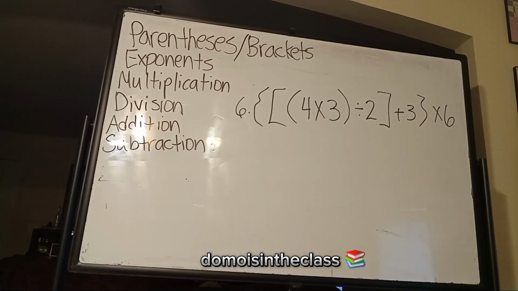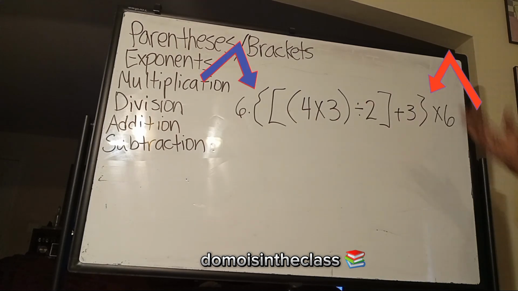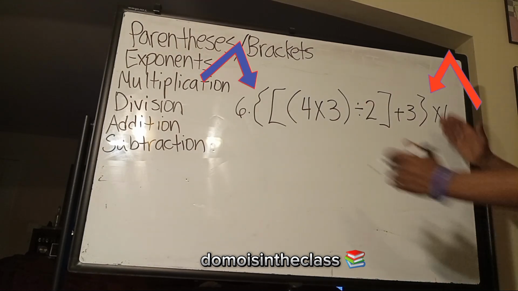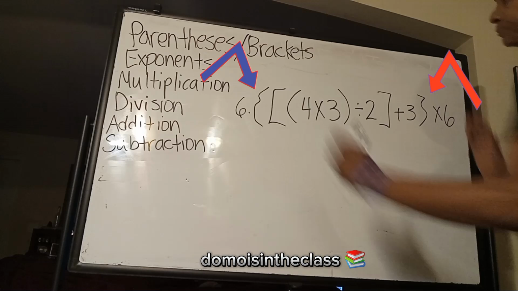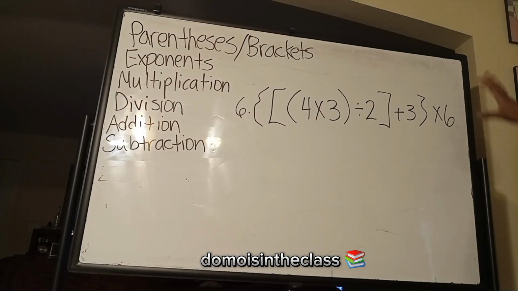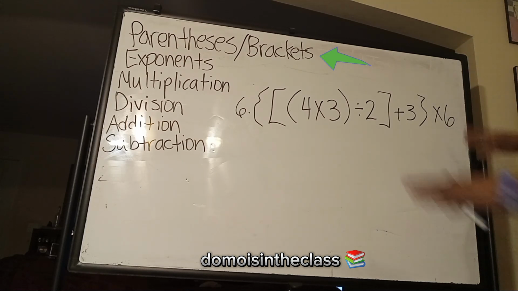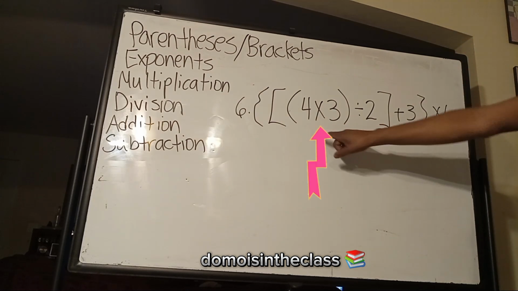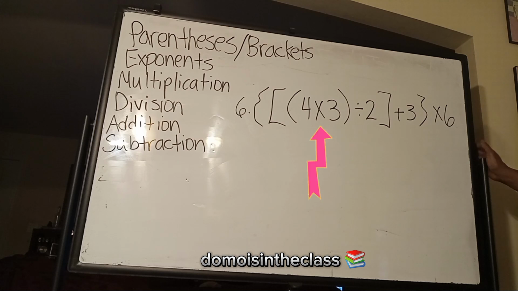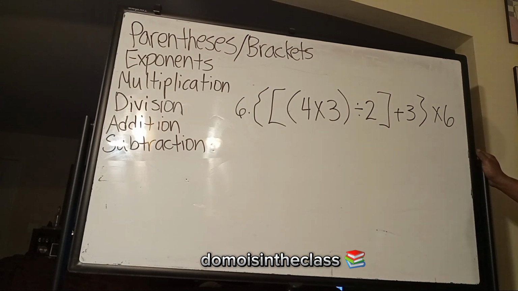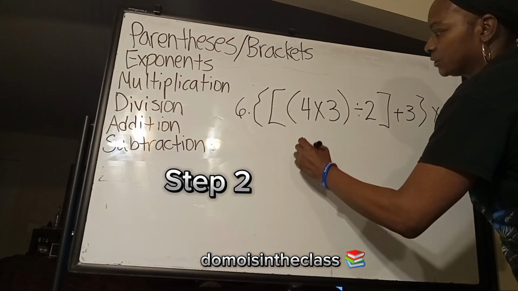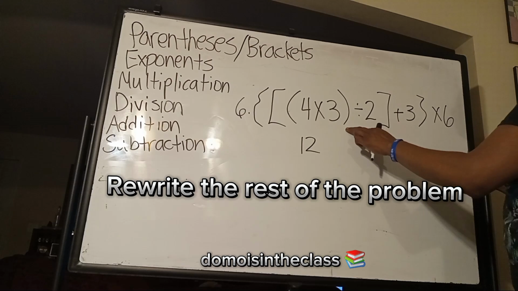All right, so for our problem number 6, these are still a bracket. It's just another way for you to understand that all of this has to be done first before we touch anything on the outside. So we're starting with our brackets, right? But we're starting within the brackets, which is in the parentheses. So we're going to go with 4 times 3 is how much? 12. So the parentheses are going.